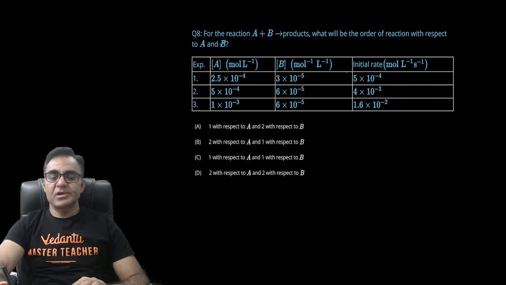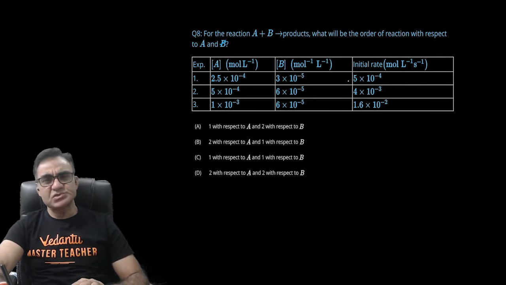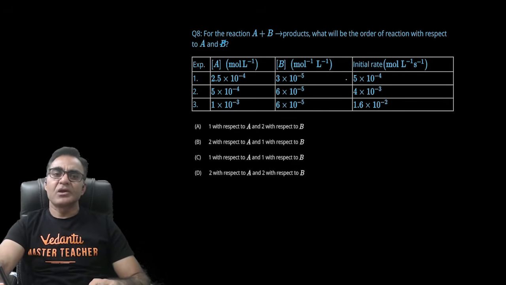This is a question from chemical kinetics. It's a very typical question. Usually one question you can always find in JEE Main and NEET papers. For reaction A plus B changing into product, what will be the order of reaction with respect to A and B? Okay. So look at the data.